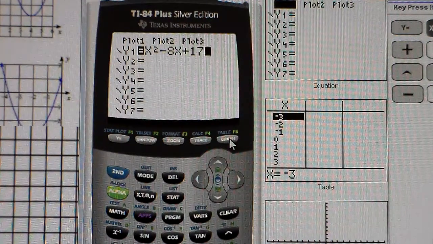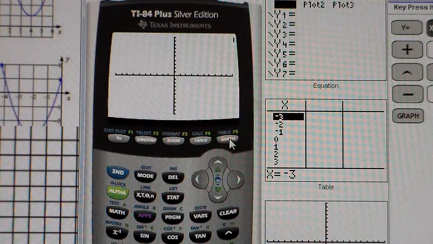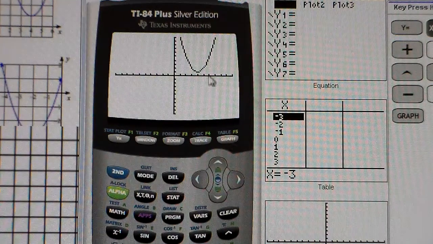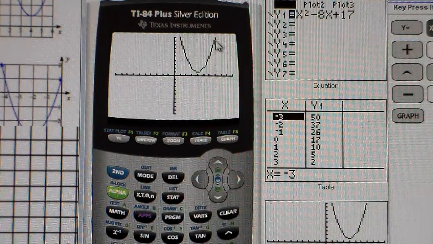Then we hit graph to see what our graph is going to look like. So it's going to be a parabola or a U shape on the right-hand side, all in quadrant number 1. So if we already know our answer choices aren't in quadrant 1, we could delete them right away.